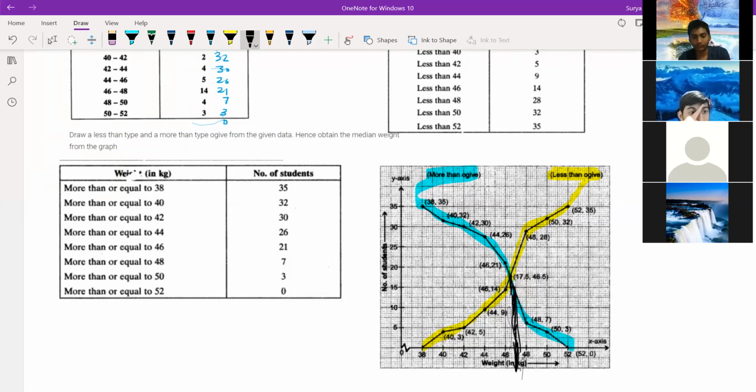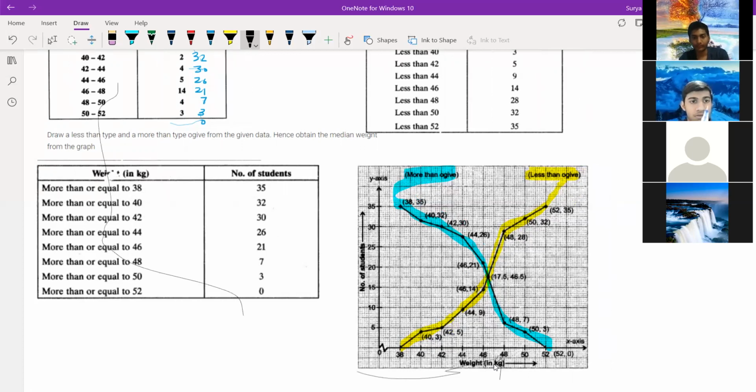Now, weight in kgs. That is your median. We have to find it from this only. So the weight in kg median is 46.5. If you want to find the median, it will come 46.5. You can do it by that formula also, you'll get the same answer.